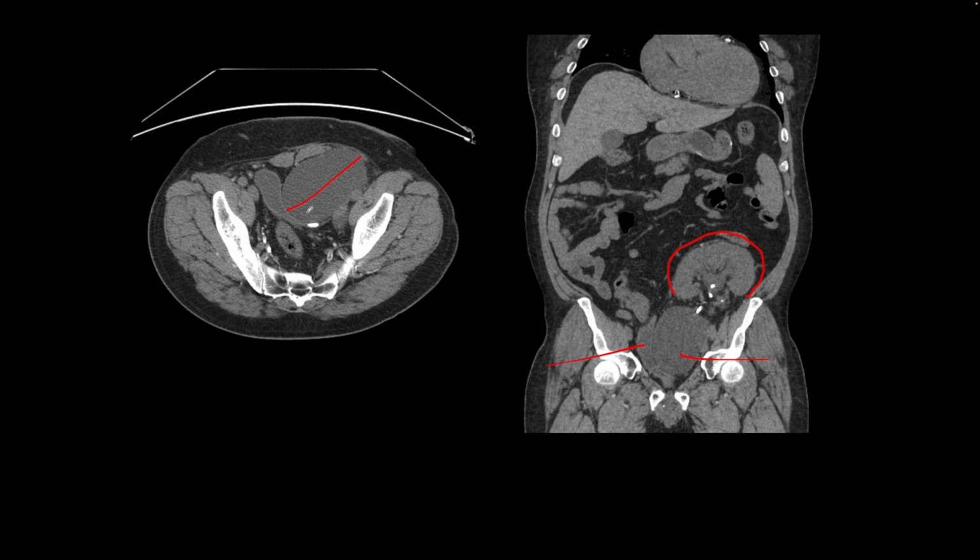That's the fluid collection. No complexity there, no definite wall or any other findings associated with it, and here's their urinary bladder. So a collection like this is most likely to be a lymphocele which develops chronically in some of these patients after a renal transplant.